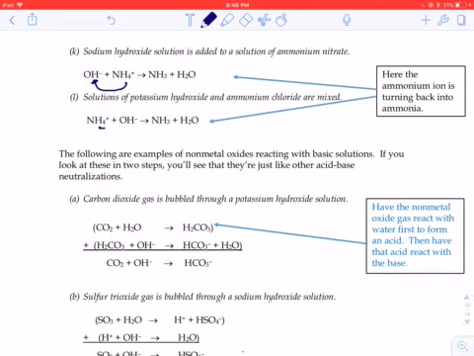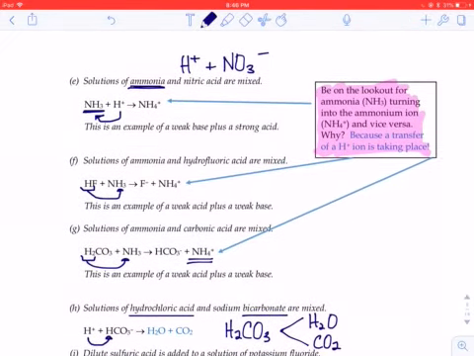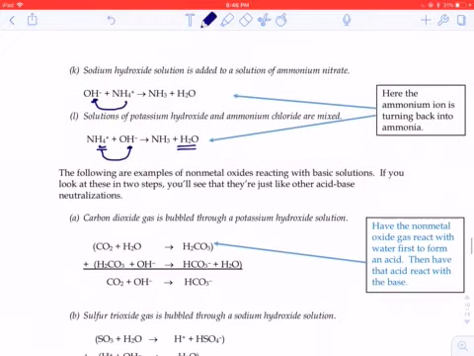Here again, NH4+ could combine with OH-. The H+ goes with OH- to make our water. It leaves ammonia behind. In these examples up here, the ammonia was the reactant and ammonium the product. Here we have ammonium reactant, ammonia product. But it's really just moving that H+ back and forth.